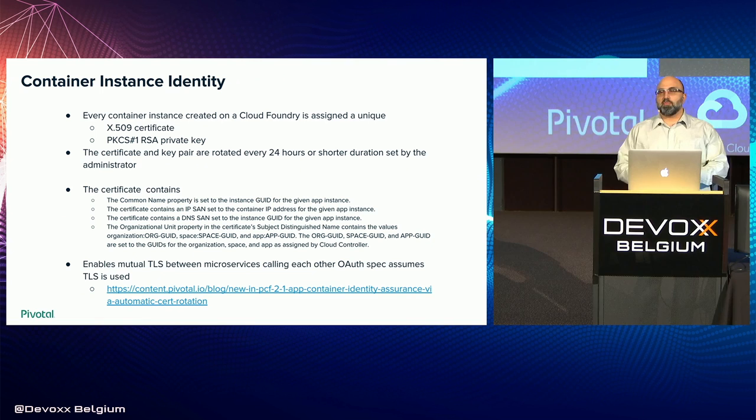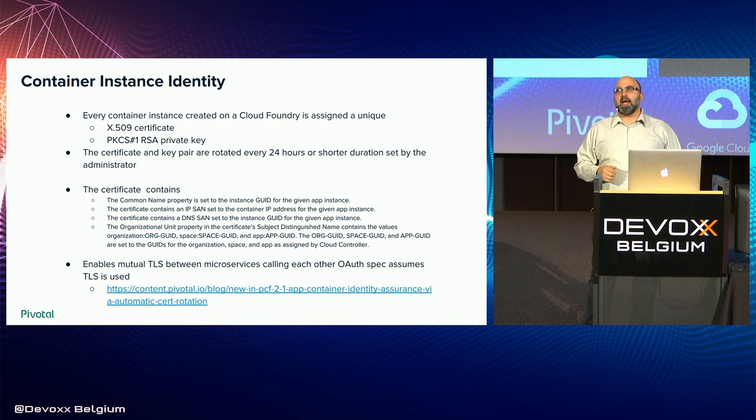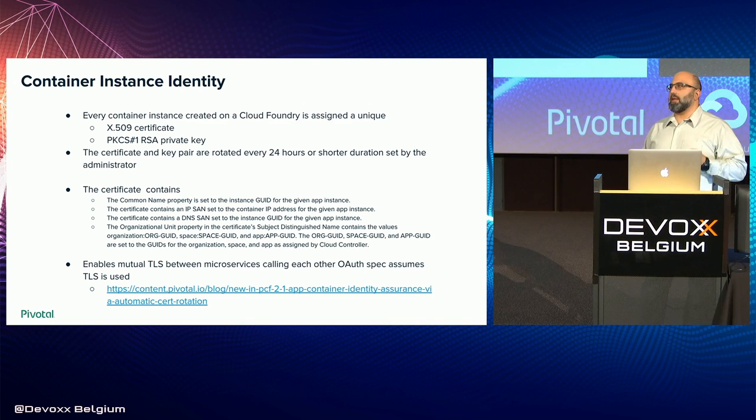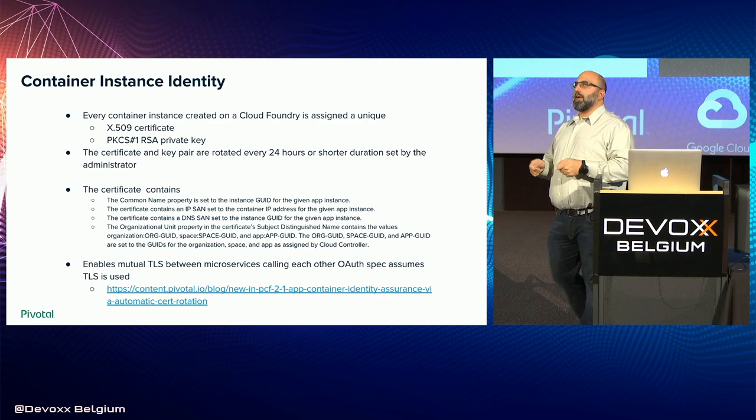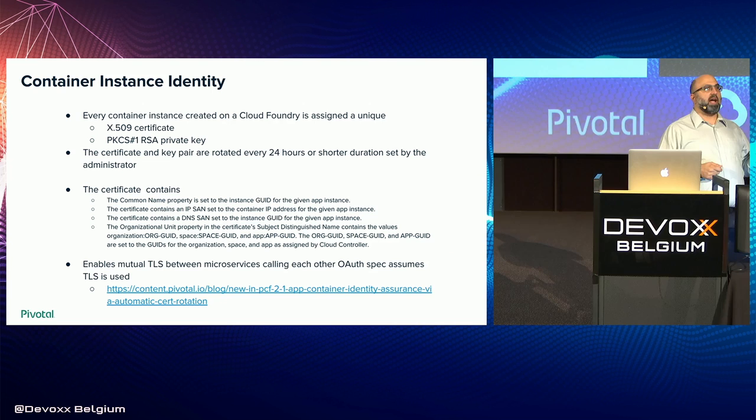The last thing, which is pretty neat, is that when Cloud Foundry creates containers for you, it assigns and generates a unique public-private key pair that identifies that container instance. So if I take one app, one microservice, and I scale it to 10 containers, I have 10 separate private-public key pairs that identify each one of those instances. And those key pairs are rotated every 24 hours or shorter if your administrators choose to do so.